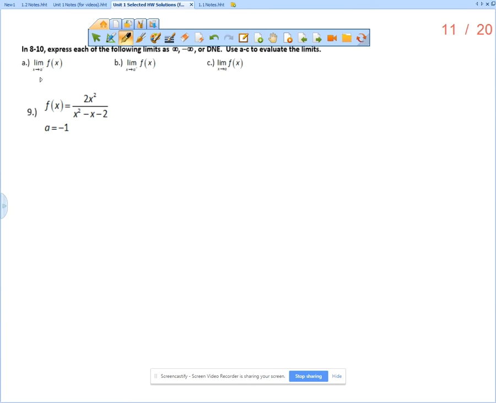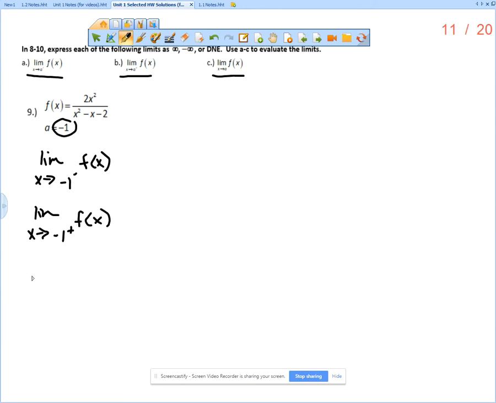So what are we doing? We're evaluating the limit as x approaches a from the left, the limit as x approaches a from the right, and the limit as x approaches a overall. In this case, for number 9, a is equal to negative 1. So we want to evaluate the limit as x approaches negative 1 from the left of f of x, the limit as x approaches negative 1 from the right of f of x, and then lastly, the overall limit as x approaches negative 1 of f of x.